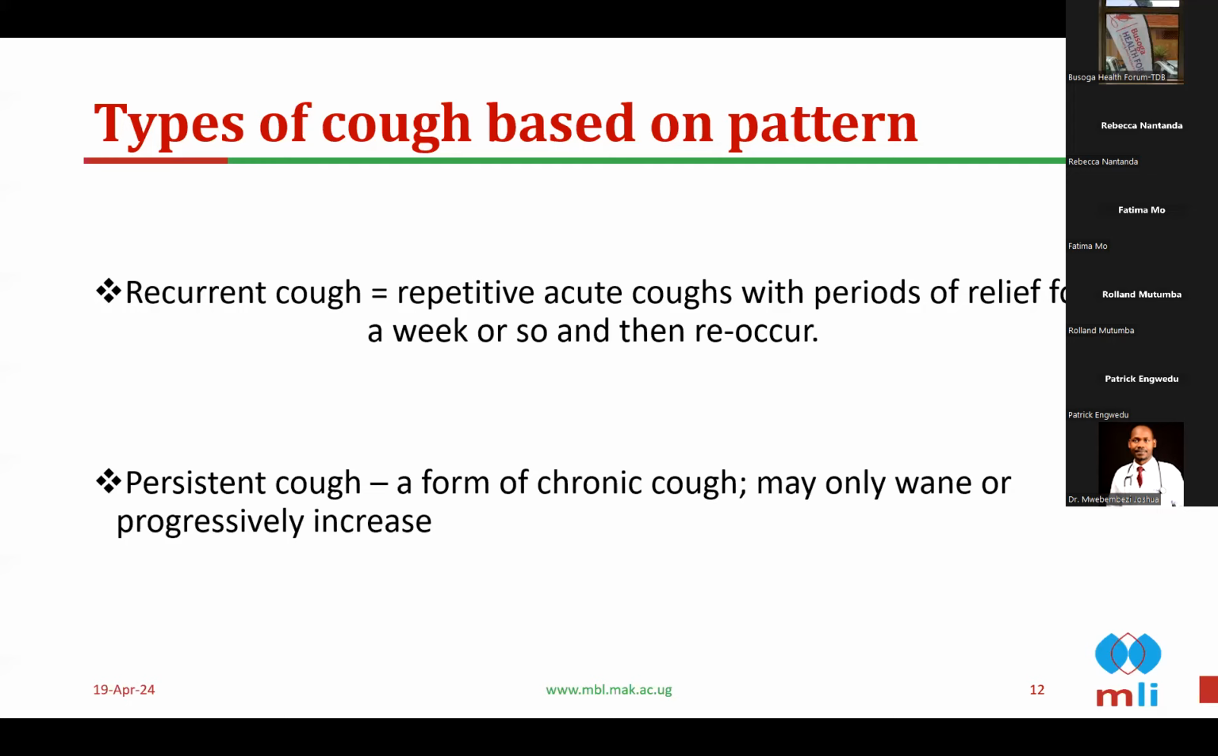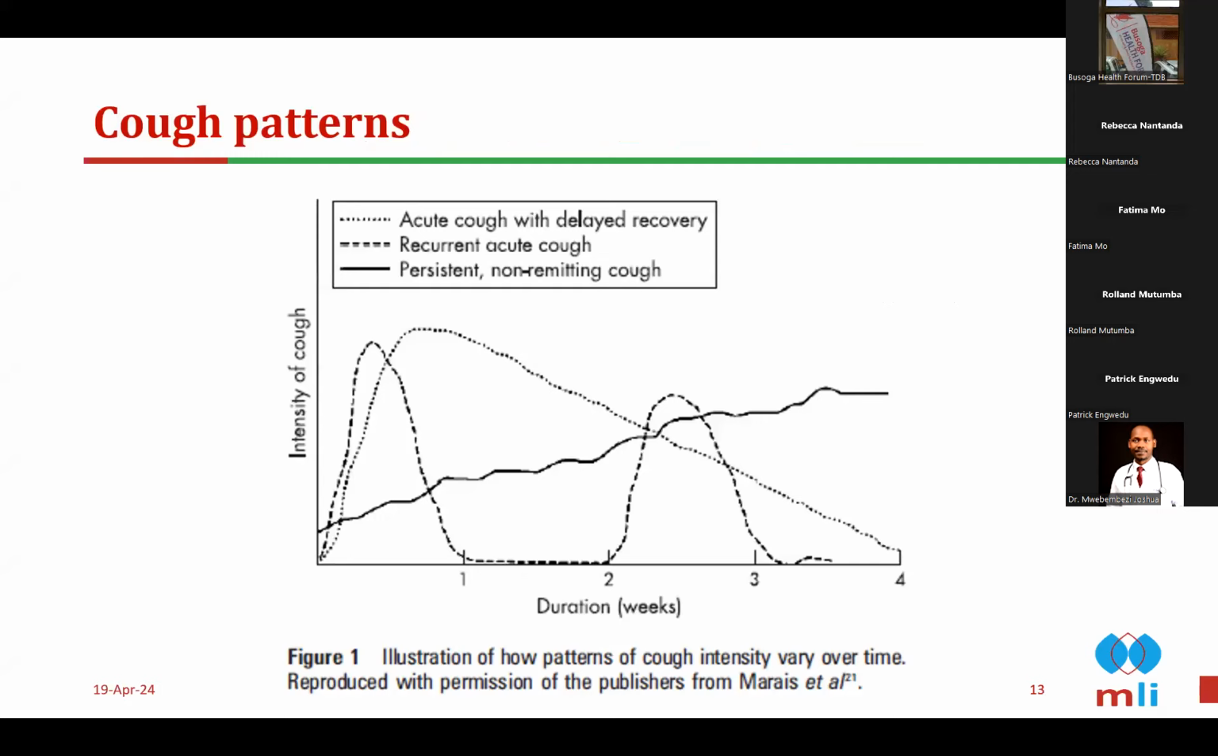And then we can have persistent cough. This is really chronic cough and may only wane or progressively increase. In other words, the child does not get periods of relief. It just continues. It may wane a little bit, or it may just continue increasing, but it just doesn't disappear completely. So we need to find out when we are assessing: is it a recurrent cough? Is it a persistent cough? Is it an acute cough? Is it subacute or is it chronic? Because those characteristics help us to try and find out what could be the possible causes of this cough and therefore the management.